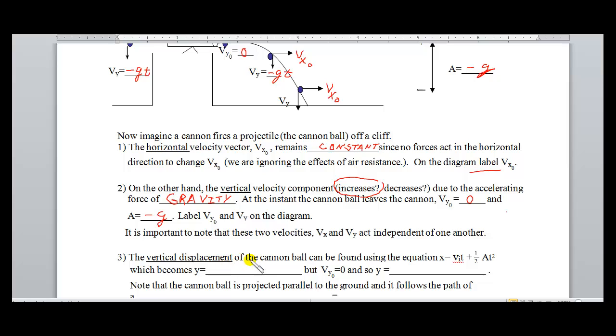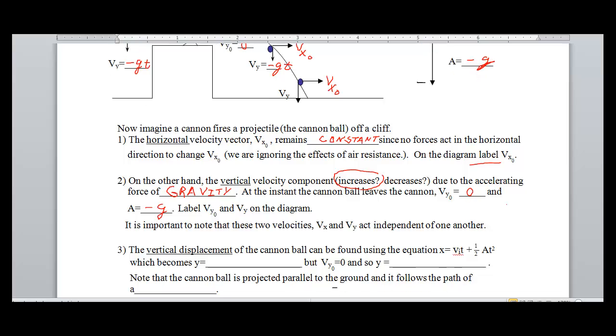Now, what about the vertical displacement of the cannonball? We can find that by using our equation for displacement, x equals vit plus 1/2 at squared. We're going to change this equation to fit our situation, where instead of x, we substitute y, because it's falling in the downward y direction. And instead of vi, we substitute Vy sub 0, the initial velocity of the ball. However, in this case, Vy sub 0 is equal to 0. And so our equation now becomes, where again, recall that the acceleration due to gravity is minus g in this case.